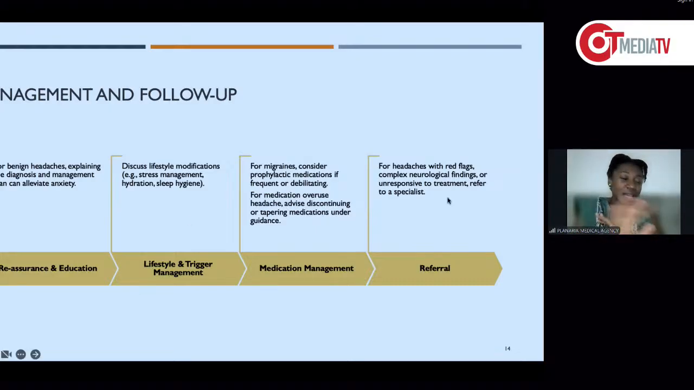And if it's any of the red flag symptoms I talked about, then you're getting a referral into secondary care. So if you go to your GP and you've got a thunderclap headache, you're going straight to secondary care. If you've got giant cell arteritis, if you've got a brain tumor, you're going straight to secondary care. So that's the only time that we would refer you for a headache.